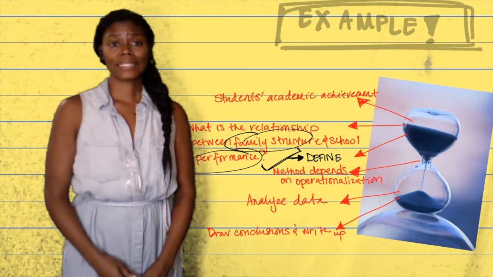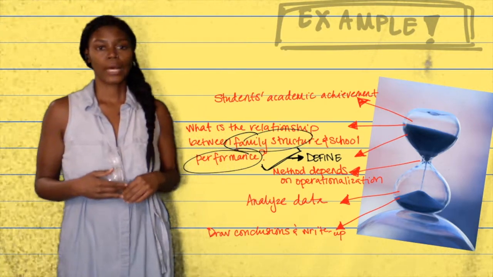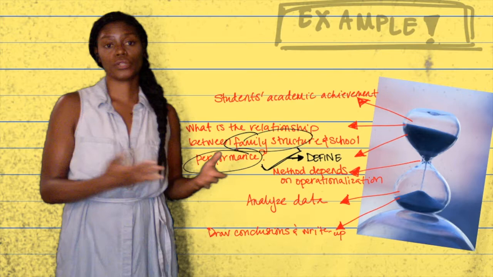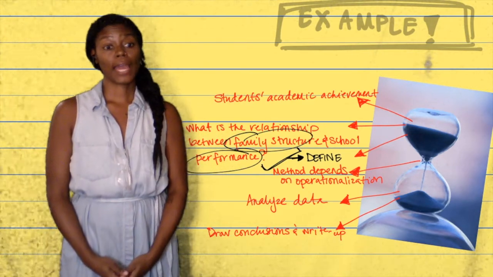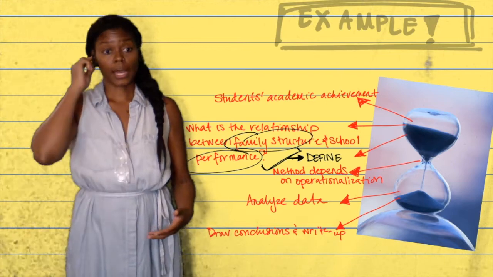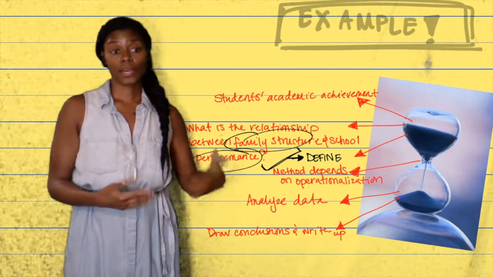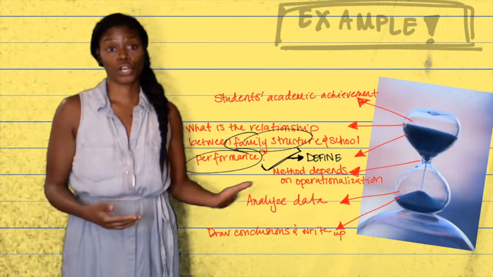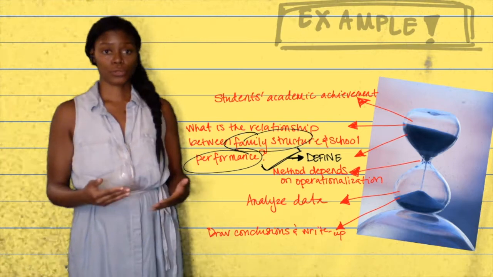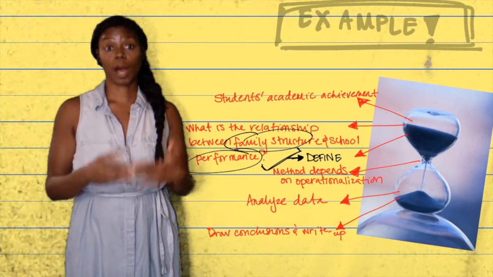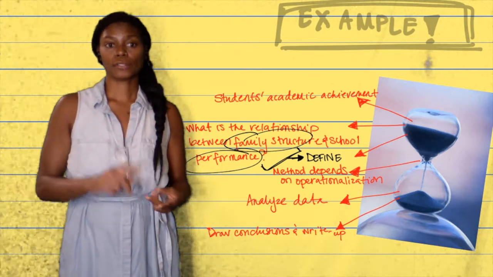Okay, let's try an example for how we would use that hourglass method. Say I'm interested in students' academic achievement. That's my broader topic. I might come up with a research question that says, how is a student's family structure related to their school performance? In that research question, I then have to operationalize the two concepts: family structure and school performance.